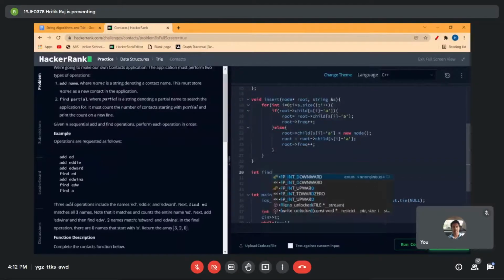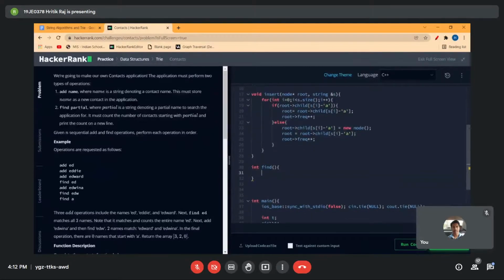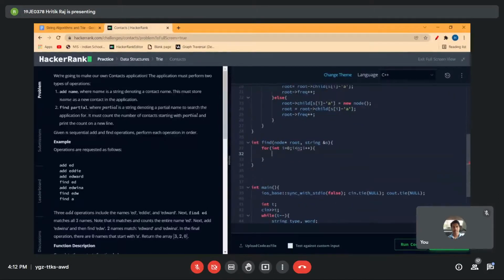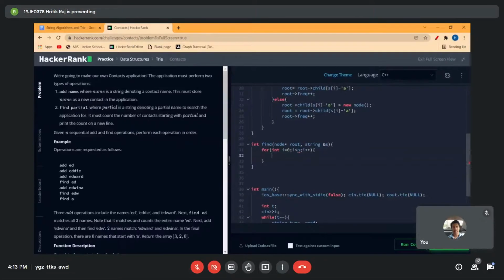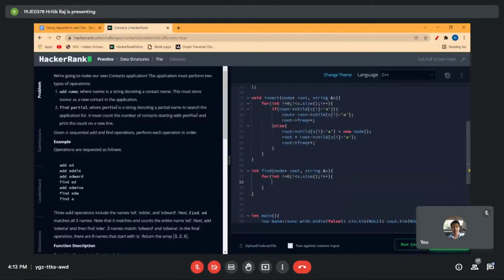Now the other operation we have to implement is the find operation, which returns the number of times it is occurring. Here also we will require the starting root node and the string. Now how should we go about this question? This is very much similar to the insert operation. So what should we take here?